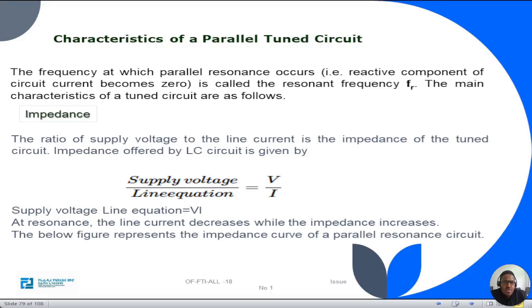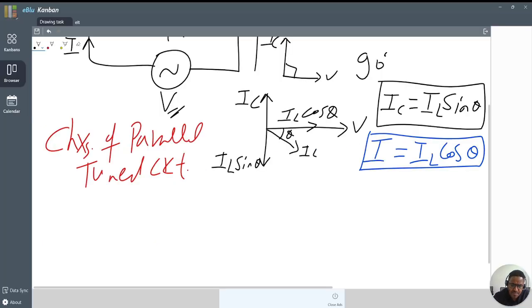So now let's see the parameters, or characteristics, of a parallel tuning circuit. The frequency at which parallel resonance occurs, that means the reactive component of circuit current becomes zero, is called the resonance frequency. The main characteristics of the tuning circuit are as follows. That's the first one. Let's find the impedance.